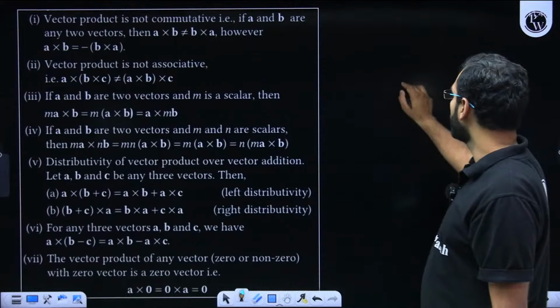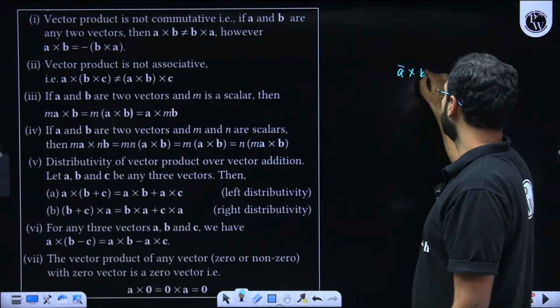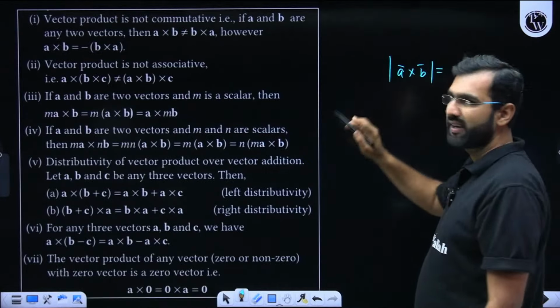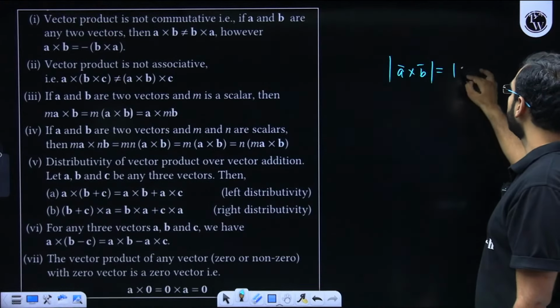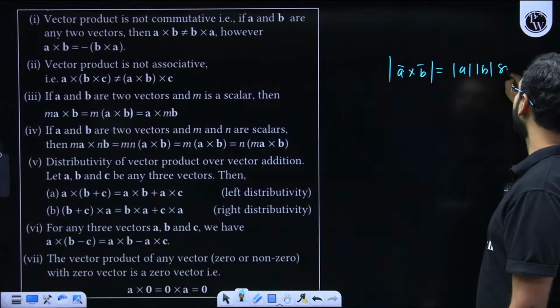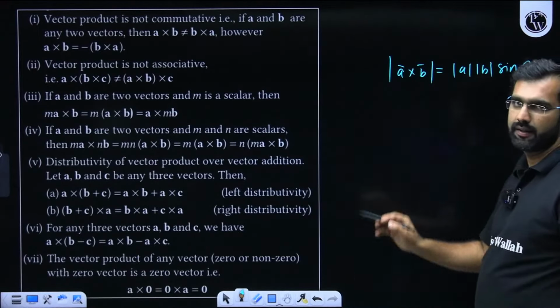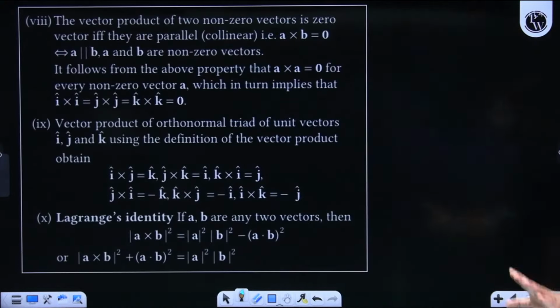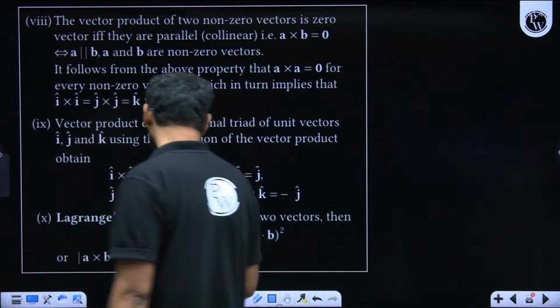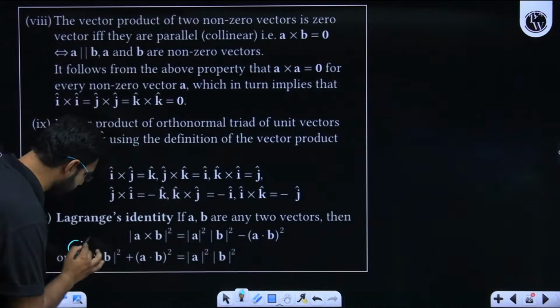With cross, if I'm doing A cross B, in maths we don't talk much about direction. In physics we do. In maths we are more interested in magnitude. It is given by mod A, mod B, sine theta. So the way A dot B is cos theta, A cross B is sine theta. And with that, Lagrange's identity is also produced. Remember this, questions are asked on it.